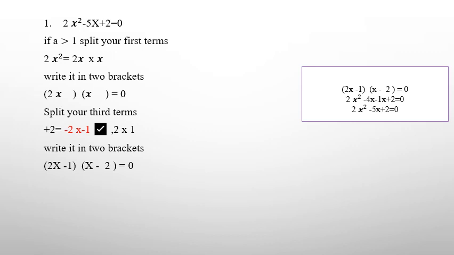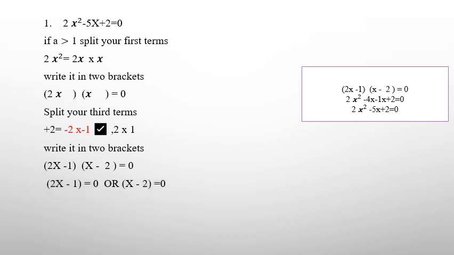If you have your second term negative, you need to take both the numbers negative. Whatever way you split your third term, both will be negative only. If it is positive, then you can split it in a positive manner. Okay, now after this, it is like before.